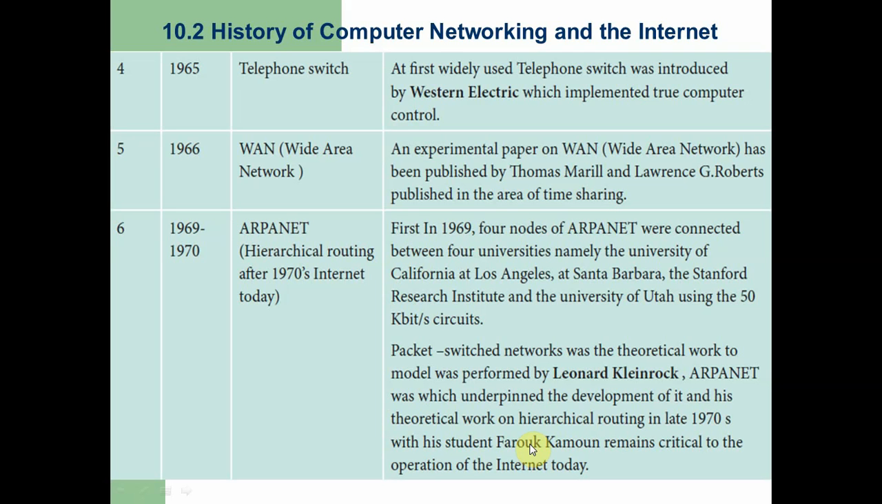In 1969 and 1970, ARPANET, and the hierarchical routing after the 1970s, led to today's Internet. The first internet, called ARPANET, was introduced in 1969. Four nodes of ARPANET were connected between four universities. Here, nodes refers to computers in the network. The universities were California at Los Angeles, at Santa Barbara, the Stanford Research Institute, and the University of Utah, using 50 kilobits per second circuits. This is the first internet.